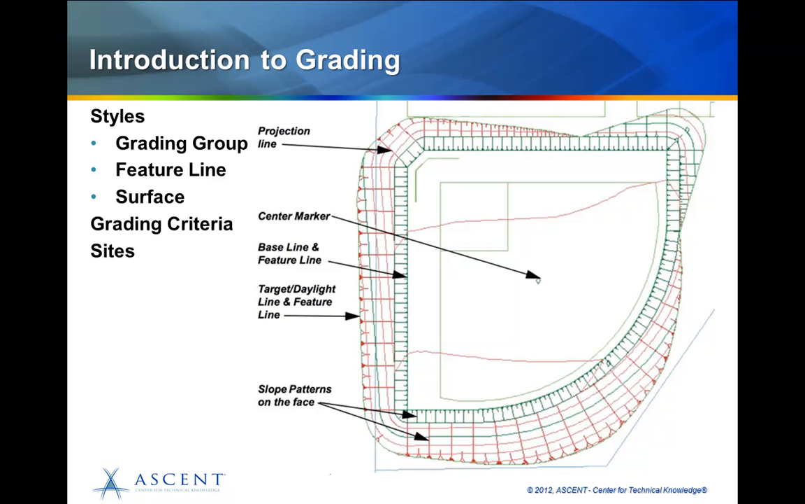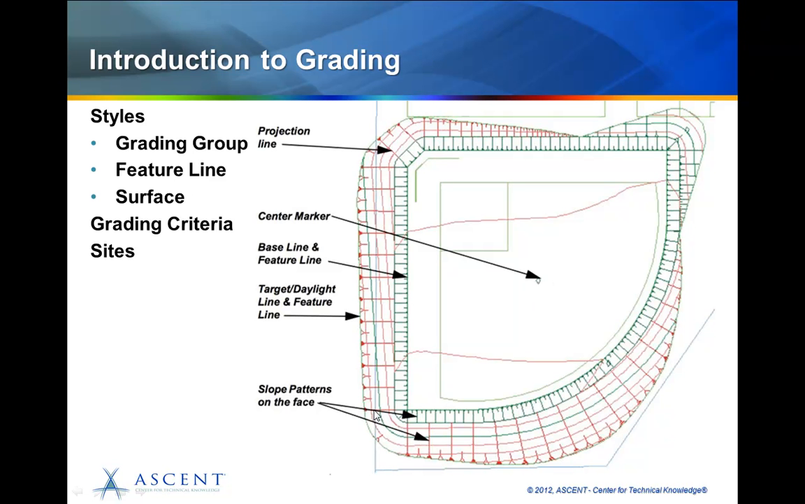For instance, if I always want a 3:1 slope on the interior of my pond, I can go in and lock that so that somebody creating the pond doesn't have to think about the standard. It's already set. They just go and use that specific criteria. We do go through and specify each of the items within the grading object, so you'll understand what's the slope face, where the feature lines are, the target and daylight lines, base lines, and the center mark.